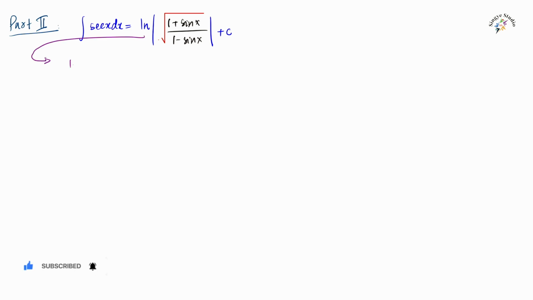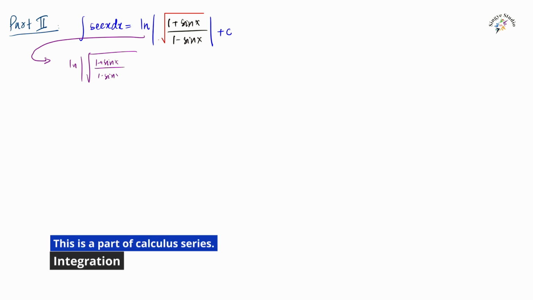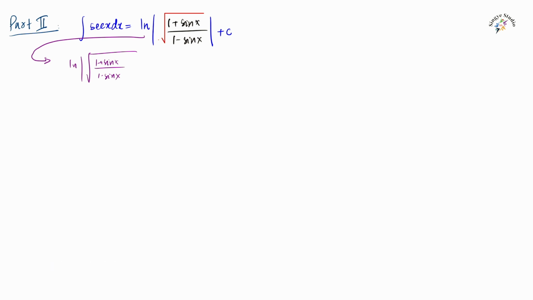We have ln of the square root of (1 plus sin x) divided by (1 minus sin x). This time I will try to rationalize the denominator so that in the denominator I will get the difference of squares. To get this, I will multiply and divide by 1 plus sin x. Did I change any meaning? No, because this is exactly equal to 1.